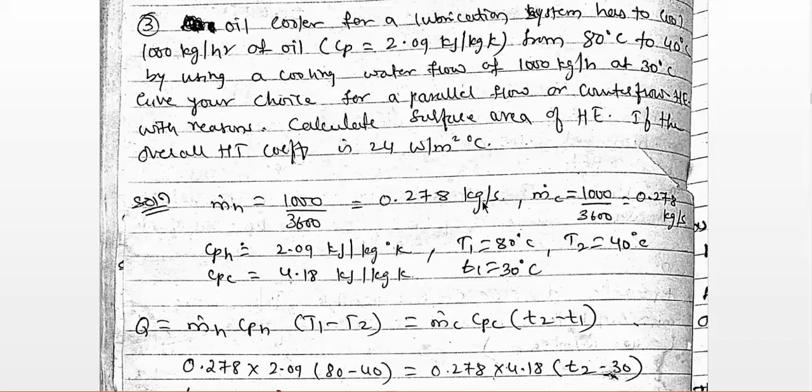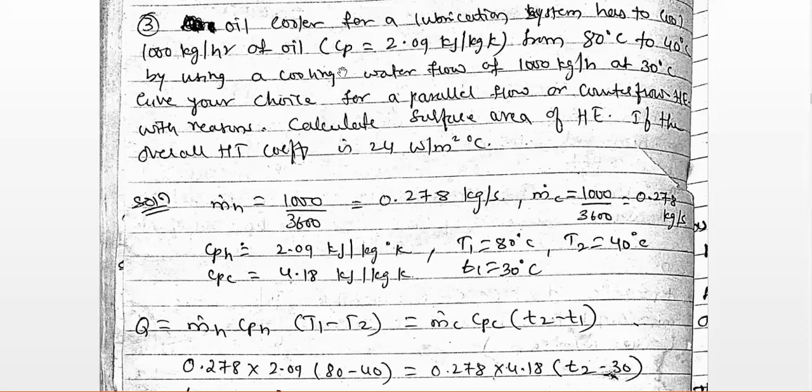So this is the mass flow rate of the hot fluid, and the mass flow rate of the cold fluid is also given, that is 1000 kg per hour. So this has to be converted again. For the cold fluid, water is the cold fluid here, and 1000 kg per hour is the flow rate. So 1000 divided by 3600, you will again get the same 0.278 kg per second. Okay, so this is the very first part.